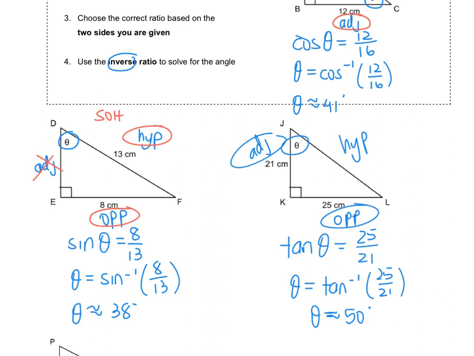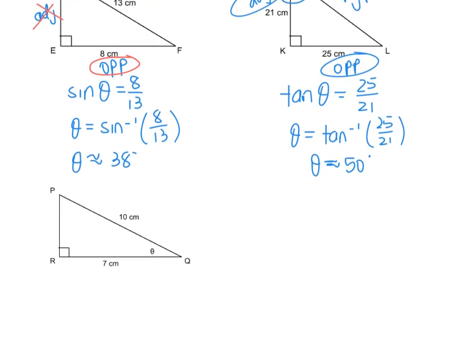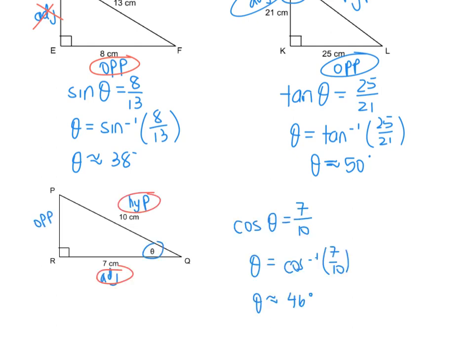All right, let's try the last one. So in triangle PQR, I want you to solve for theta. So pause the video, label your triangle, pick your ratio and set it up, then solve for theta, then come back to check your work. All right, so hopefully you chose the cos ratio because you were given the adjacent side and the hypotenuse. And when you take the cos inverse of 7/10, you should get approximately 46 degrees.